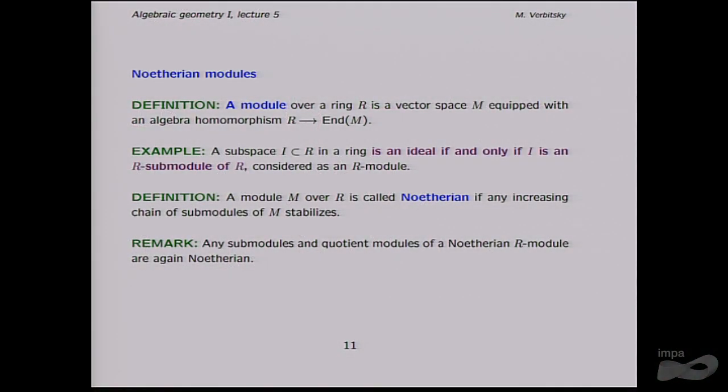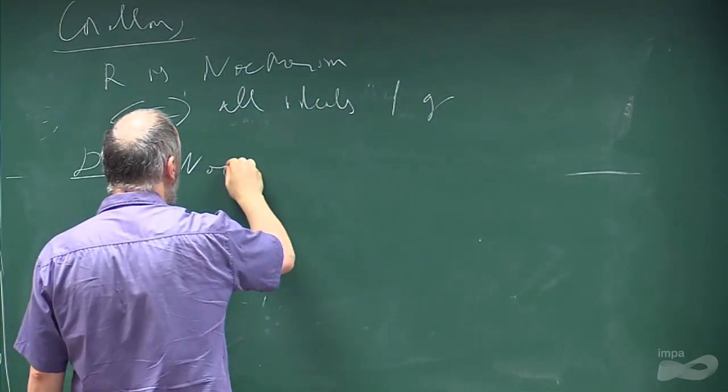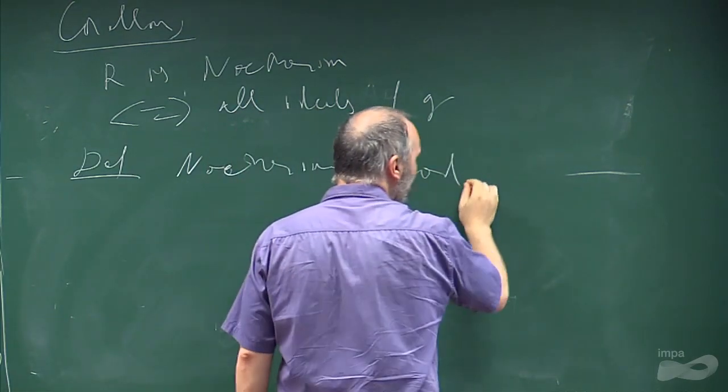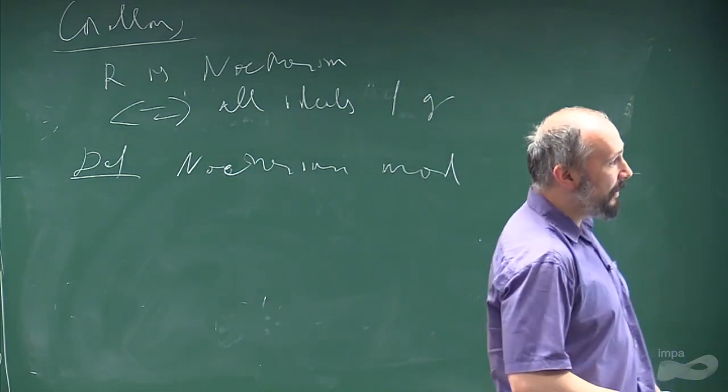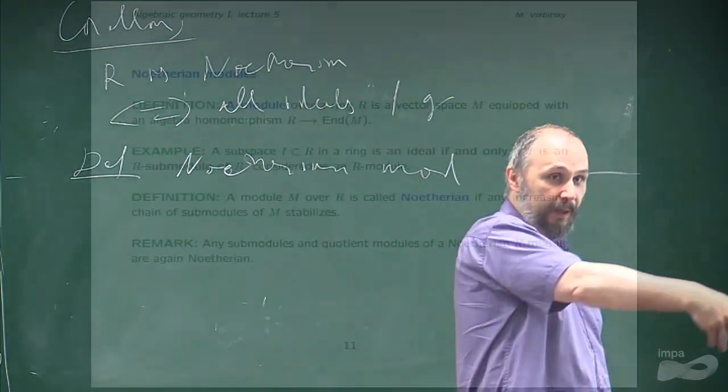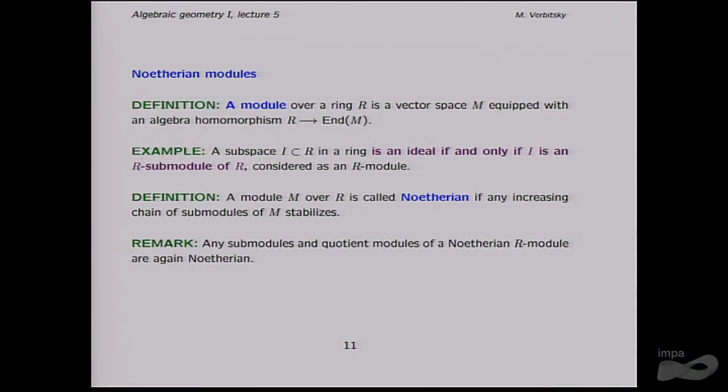Yeah. So let's expand our notion to modules. So, definition: Noetherian module. Yeah, there is a definition of a module if you are interested. It's just a vector space, because we work over C, otherwise it would be a group, with an algebra homomorphism to its endomorphism ring. And of course, submodules are just subspaces which are preserved by this algebra action.